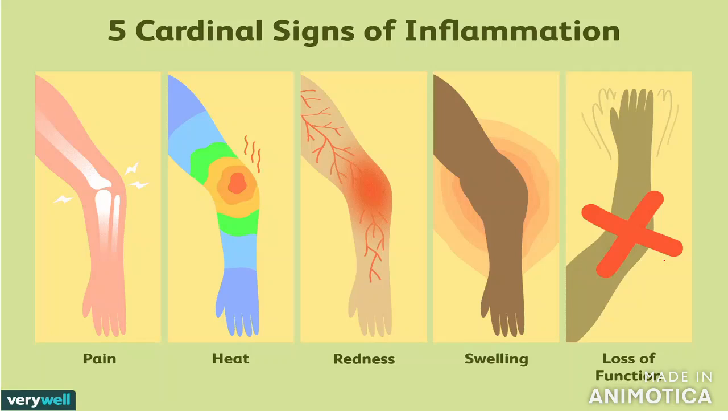Now, a very important question usually asked in exam papers and viva is cardinal signs of inflammation. Right? So, there are 5 cardinal signs of inflammation. See, we have pain, which is called dolor. We have heat, that is called calor. Redness, that is rubor. Swelling is your tumor. And loss of function is called functio laesa. Right? So these are the 5 cardinal signs of inflammation that we need to remember.